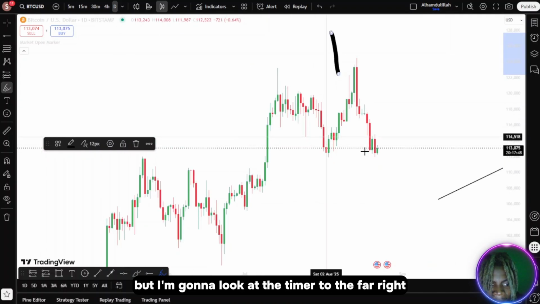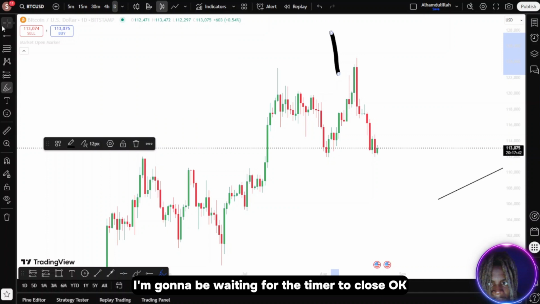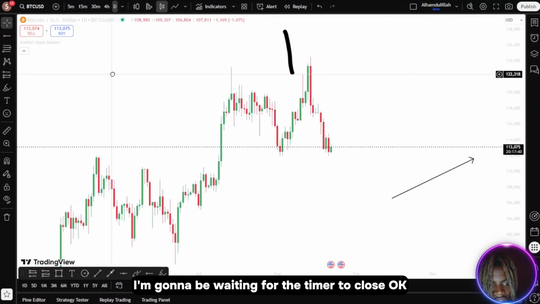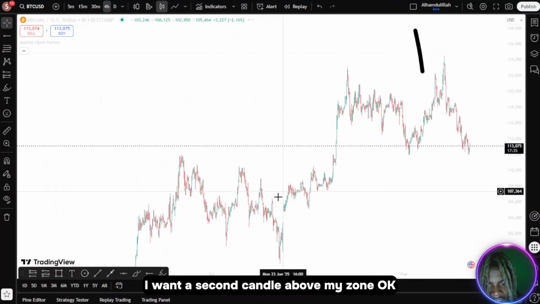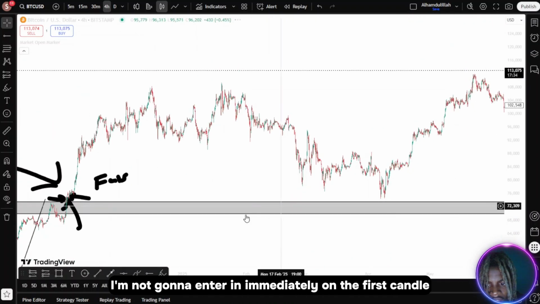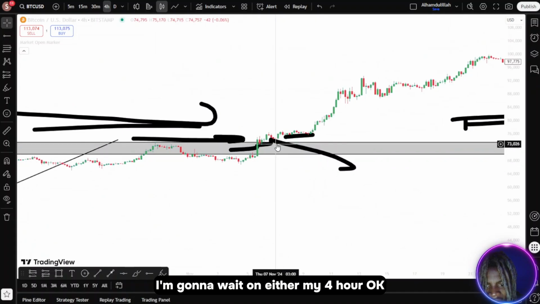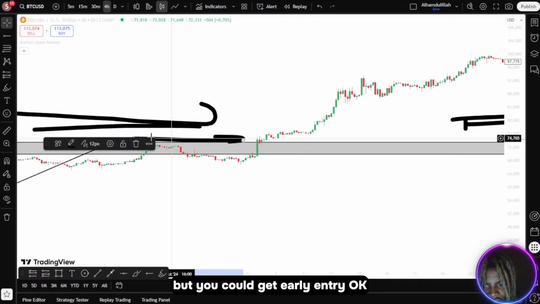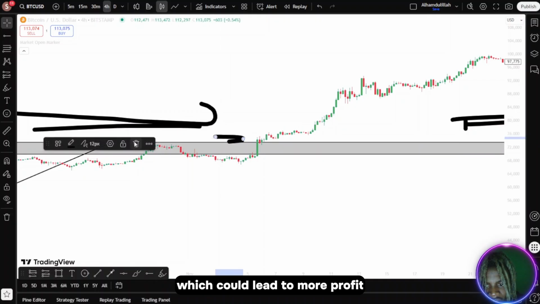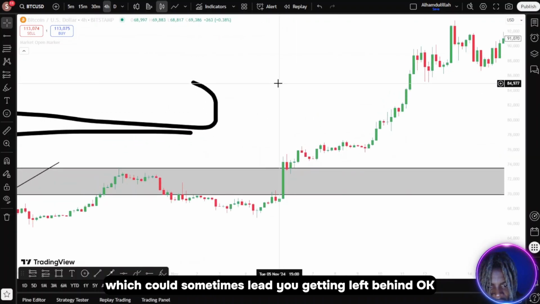I'm going to look at the timer to the far right, and I'm going to be waiting for the timer to close. I want a second candle above my zone. I'm not going to enter immediately on the first candle break. I'm never going to do that. I'm going to wait on either my 4 hour, which is slightly riskier, but you could get an early entry, which could lead to more profit, or you could wait for your daily close, which could sometimes leave you getting left behind.